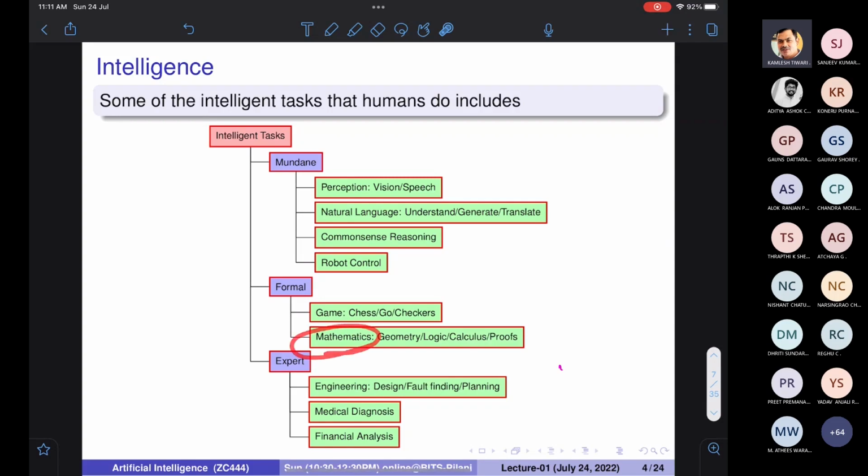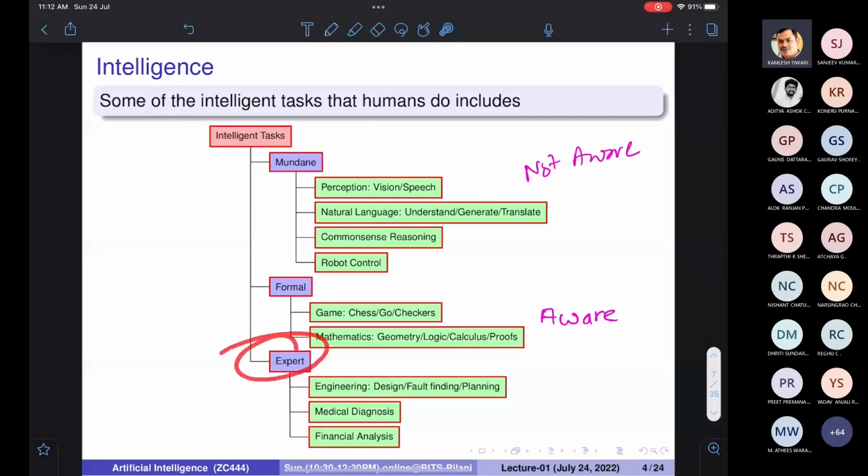In mathematics, if you go to the class, for example, when you are sitting in front of me, you may be thinking that you are doing an intelligent task. You are learning something, you are interacting with me. This is the second kind of task where you are aware. What is the difference between the previous and here? Here you are not aware that you are doing a task, but these things are also intelligent tasks.